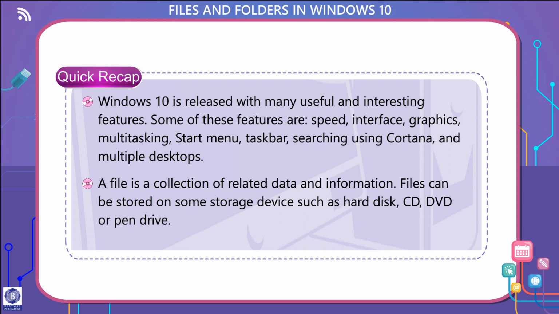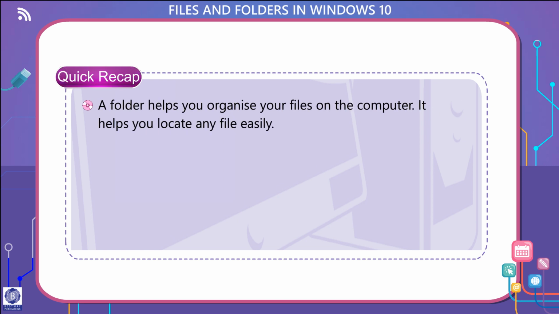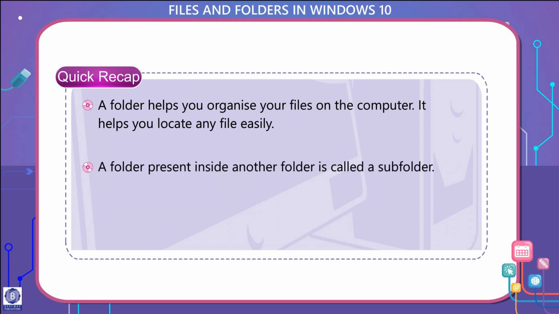A file is a collection of related data and information. Files can be stored on some storage device such as a hard disk, CD, DVD, or pen drive. A folder helps you organize your files on the computer. It helps you locate any file easily. A folder present inside another folder is called a subfolder.